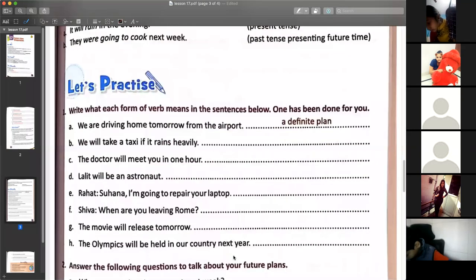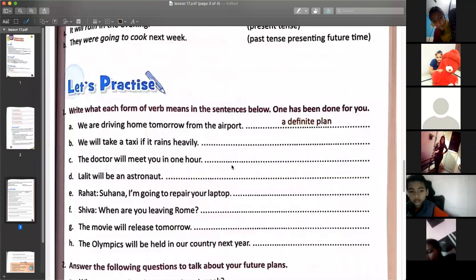Fine. Do this part, then we'll discuss. You have to write the meanings. What do these verbs mean?